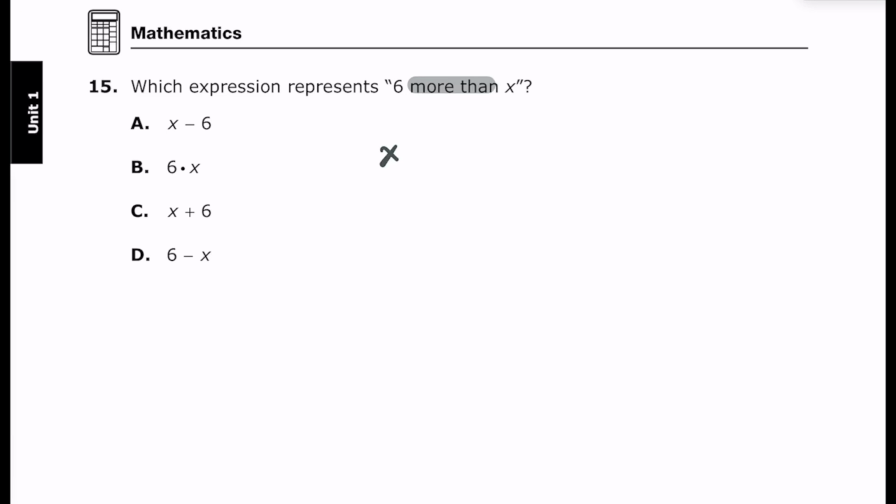and then we have 6 more than that. Well, if you have 6 more than something that you used to have, then you would add 6 onto that, right? So that's going to be x plus 6 here. So if you take a look at our answer choices, this one right here is showing that.